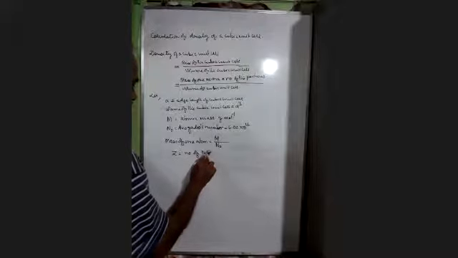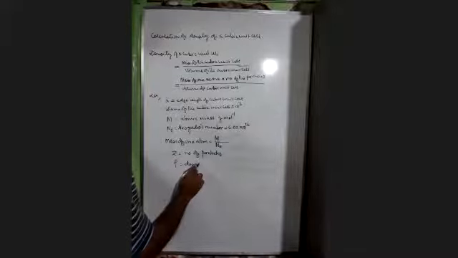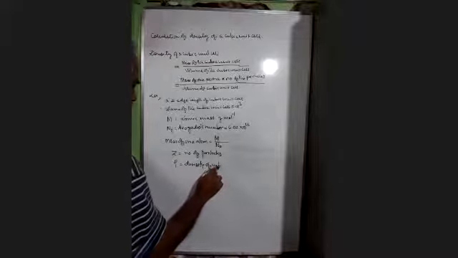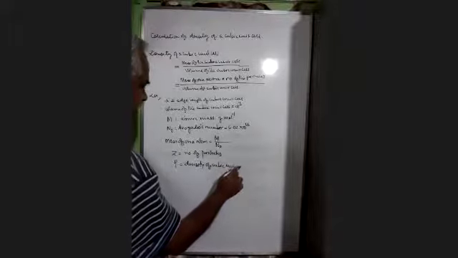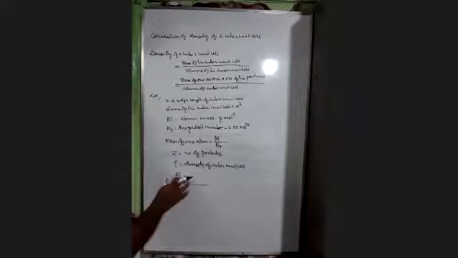Then Z is equal to the number of particles, this is where Z will come in. And rho is the density of the cubic unit cell. In your book, they have not given anything, they have directly given the formula. So I'll put all of them here. So rho is equal to mass of one particle, which is M divided by N0, times the number of particles, Z.